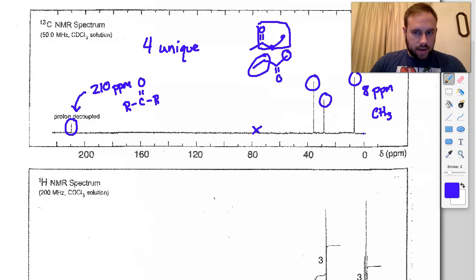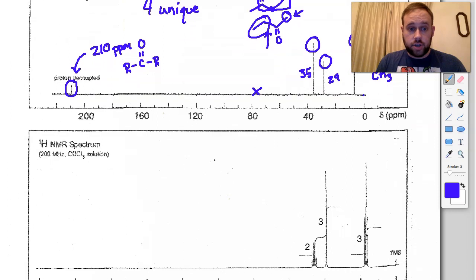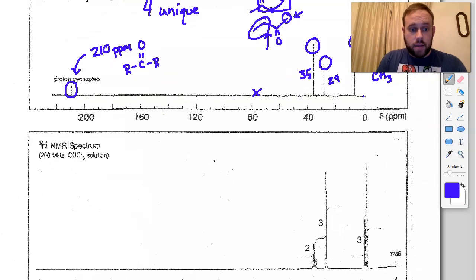All right, so we've got these others here. Another one, these I'd say is maybe roughly about 29 and 35. So this is probably going to be the methyl on the other side of the ketone, as well as the CH2 group. All right, now let's give the final confirmation with the proton NMR here.